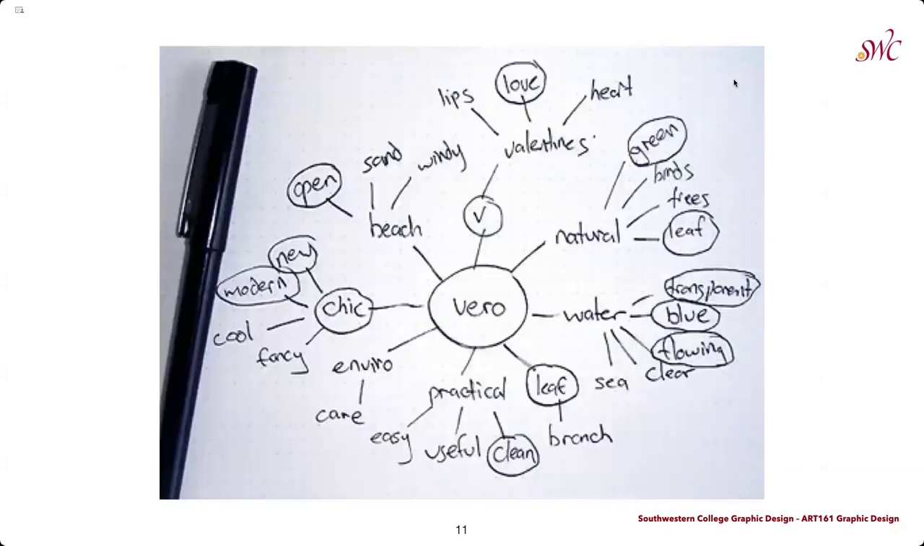So this is an example from a previous student here, and they wanted to create a water company called Vero. And we can see that we have all of these kind of ideas of what this company is related to, right? Thinking about something that is chic, modern, new, and fancy, something that is practical and clean, relating it to nature with a leaf or a branch, potentially even tying in the actual product itself, which is water. And that has this idea of being transparent or blue, potentially flowing. Again, tying in these elements of natural qualities.